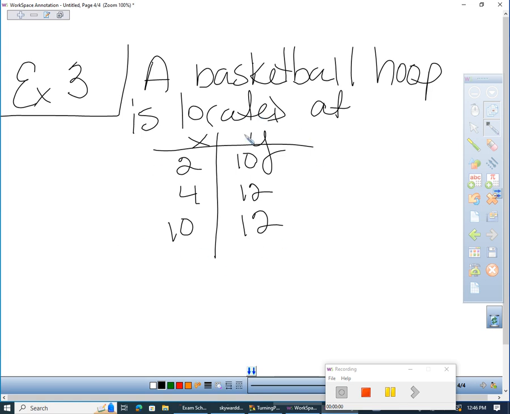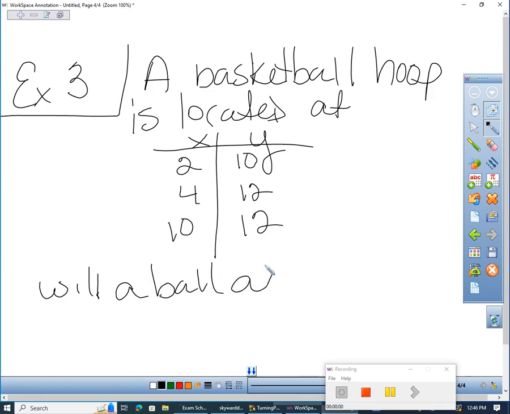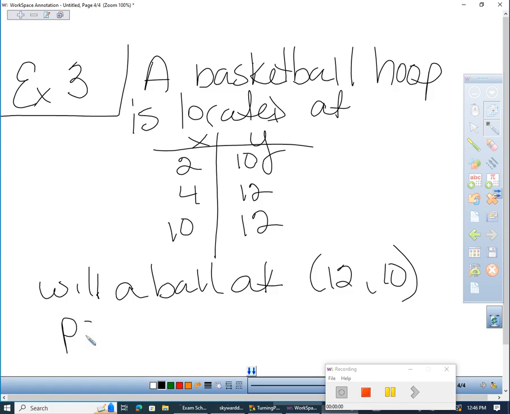If this is located at this quadratic, will a ball at 12:10 pass through the hoop? So, first thing we're going to do is we're going to use this to calculate where the hoop is at.